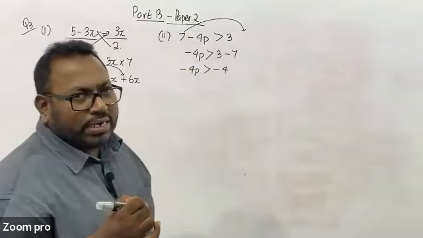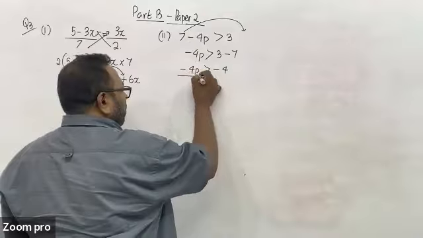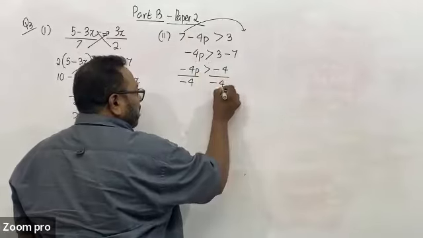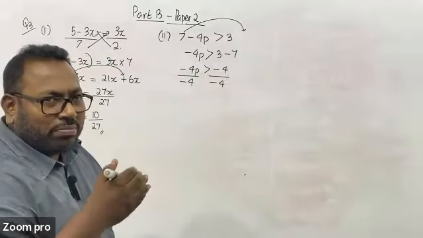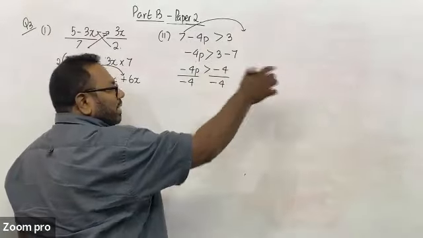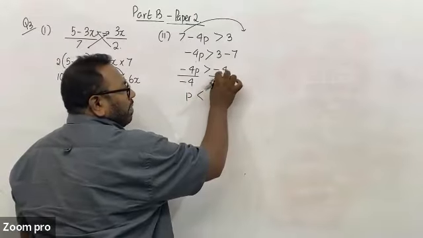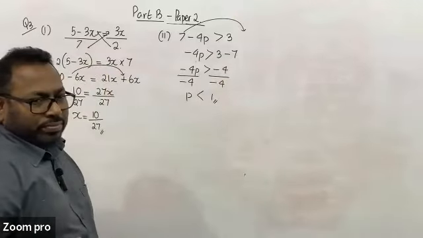P can't be a negative, it has to be a positive. So you're going to make it a positive, divide by minus 4, divide by minus 4. What is the rule in inequalities? When you divide by a negative value, the sign will change to the other side. So P is less than minus 4 divided by minus 4, 1.